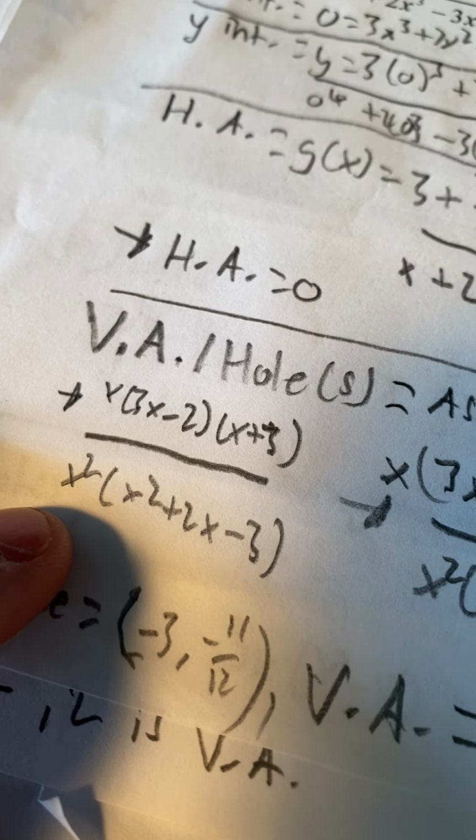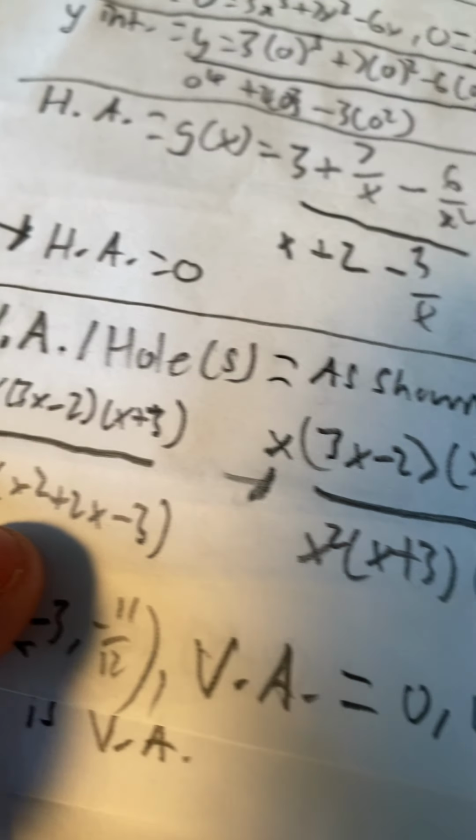Vertical asymptote and holes. So this equation can be simplified to x over 3x minus 2 times x plus 3 times x squared plus 2x minus 3.